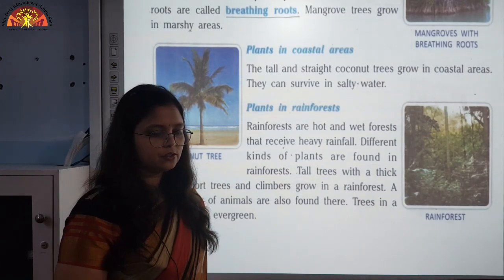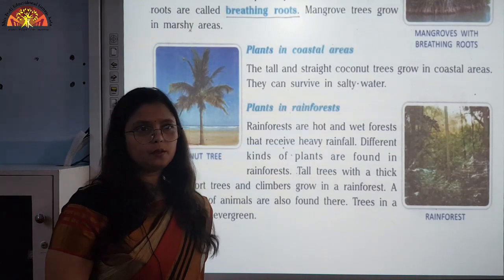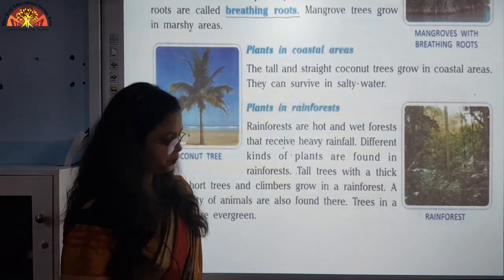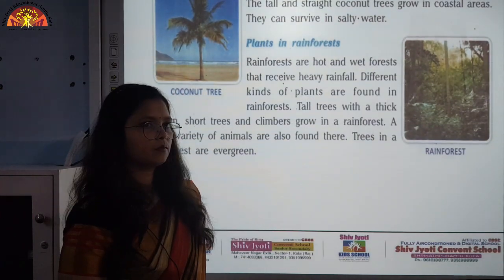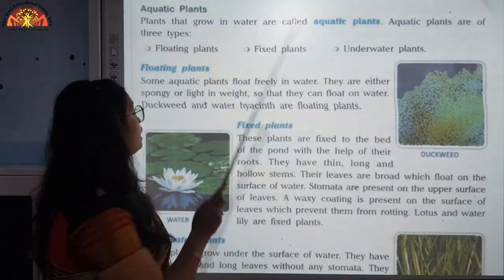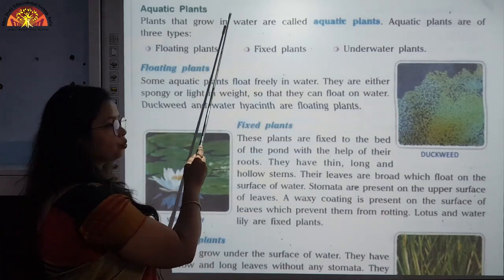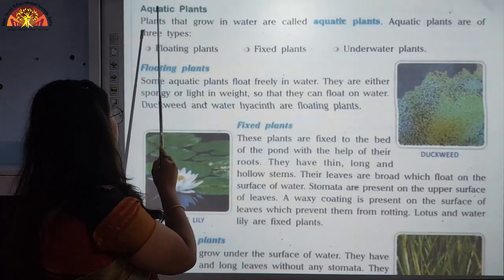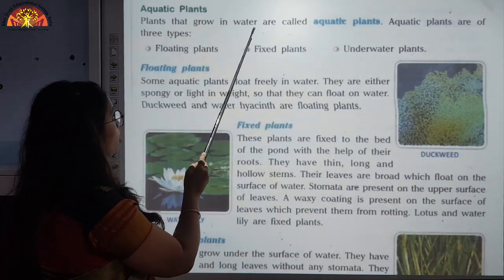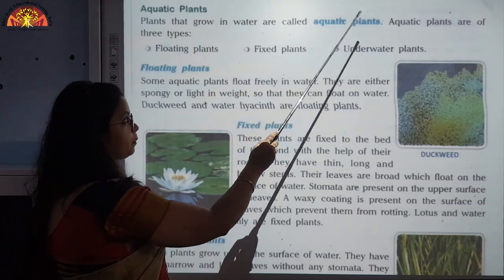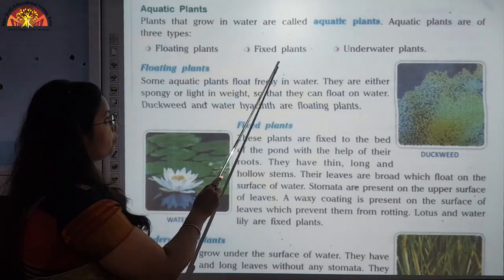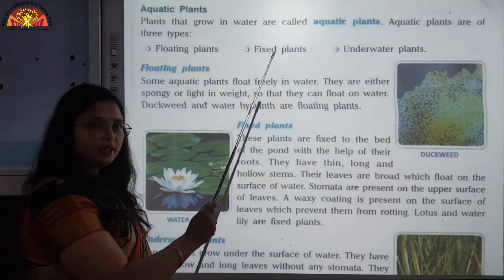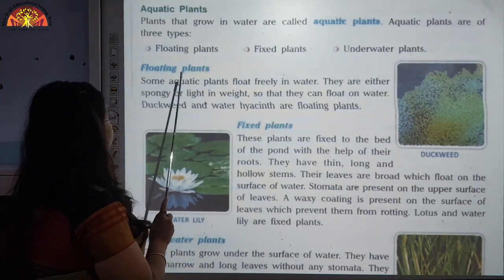Now, we move to our next topic, that is aquatic plants. Okay, so now we come to aquatic plants. So students, as we have discussed earlier, these are the plants that grow in water. They are called aquatic plants. Now, aquatic plants are again of three types. They are floating, fixed and underwater. Now, we will discuss each of these. First of all, floating plants.